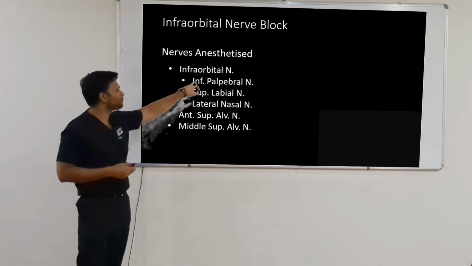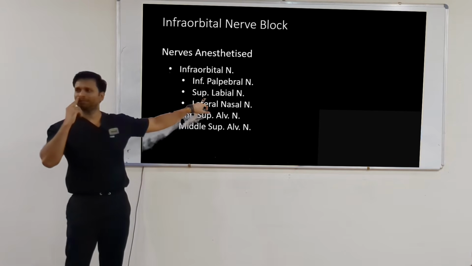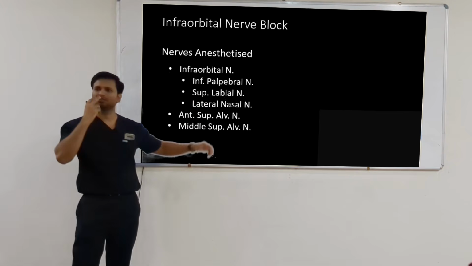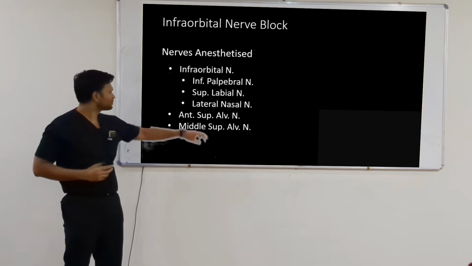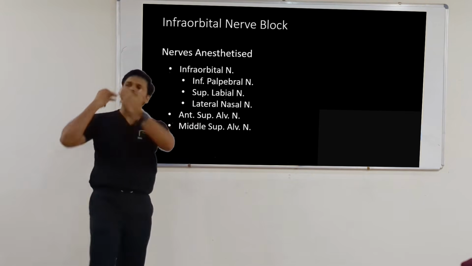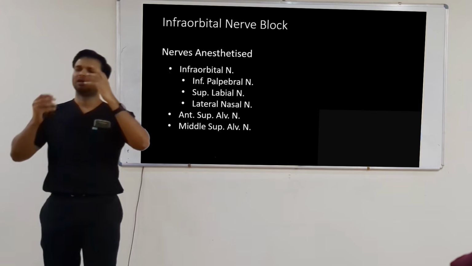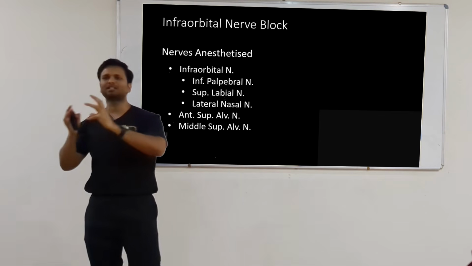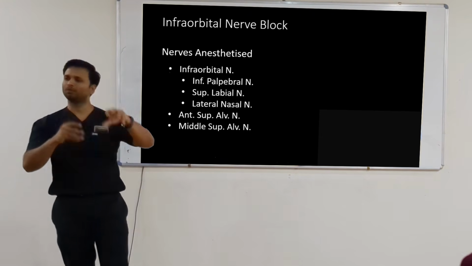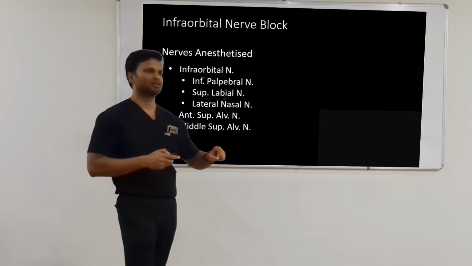So, inferior palpebral supplies the lower eyelid, superior labial the upper lip and the labial soft tissue in relation to the teeth, that is central incisor to the premolars, and lateral nasal the lateral portion of the nose. Okay, so these are all the areas that are going to be anesthetized. Then ASA and MSA. ASA supplies the central incisor to the canine, that is pulpal anesthesia and the bone, and MSA supplies pulpal anesthesia to the premolars, and in 28% of the cases, the mesiobuccal root of the first molar.